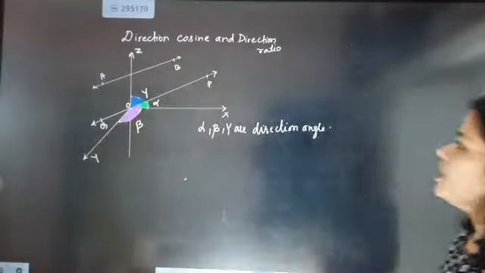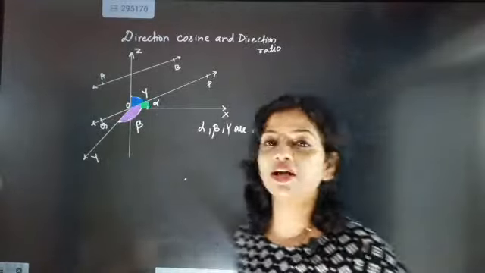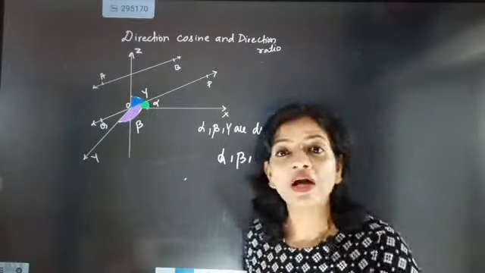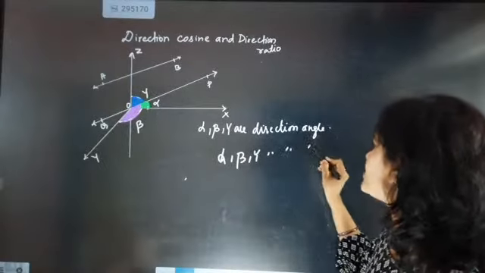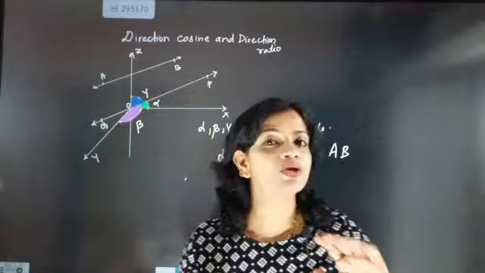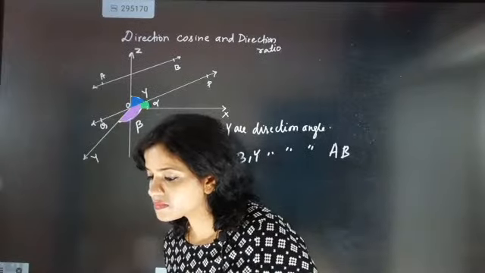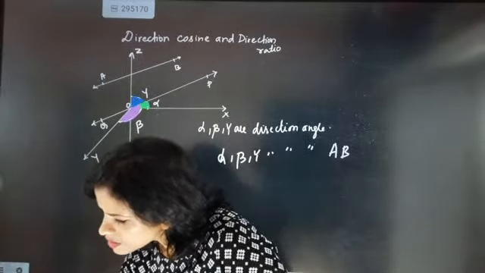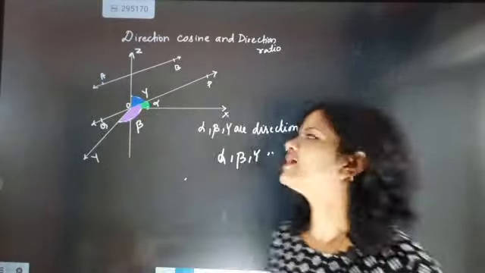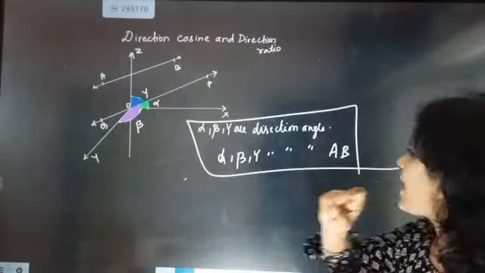Okay, now listen, alpha, beta, gamma are direction angles. So that means these are also the direction angles of AB. If alpha, beta, gamma are direction angles of PQ and PQ is parallel to AB, then 100% these are also the direction angles of AB. So once this part is done, the direction angles will be done.